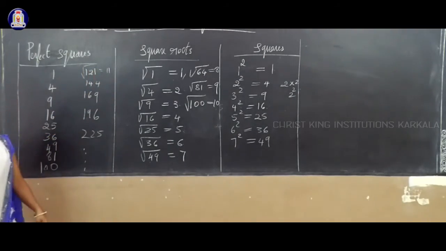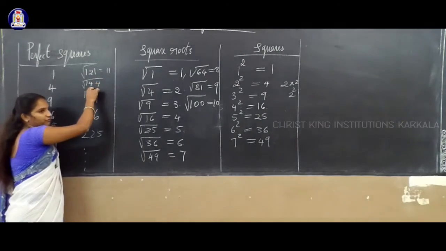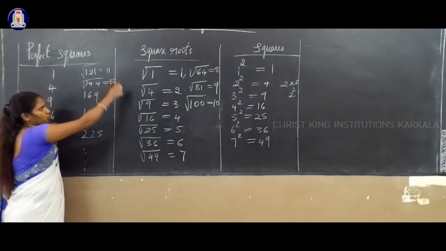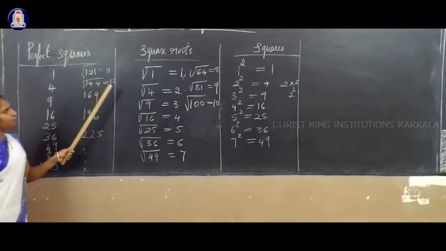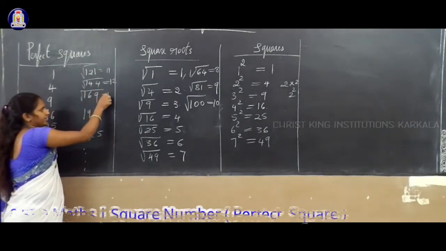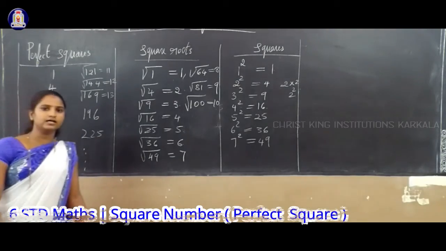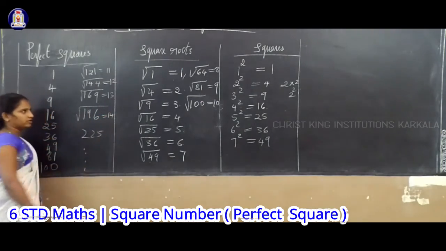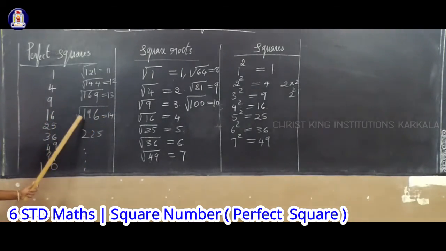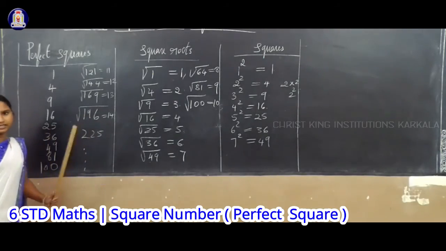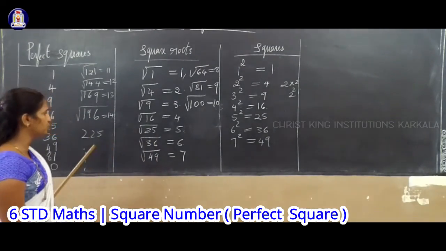Root 121 is 11. Root 144 is perfect. Why? Because 12 12s are 144. So we can say that square root of 144 is 12. Next root 169. Square root of 169 is 13. Next square root of 196 is 14. 14 into 14 we get 196. Next 225. What is the square root of 225? That is 15. So like this you have to write up to 25.